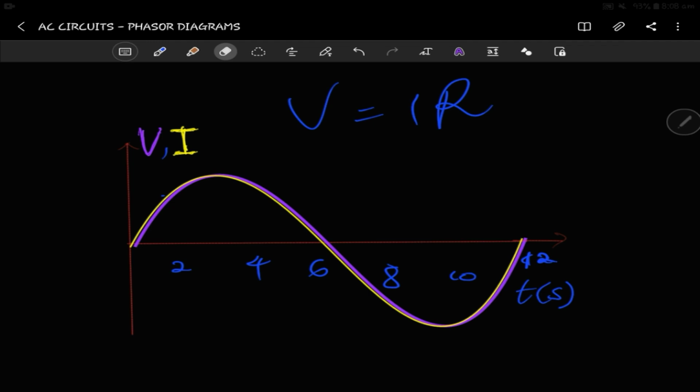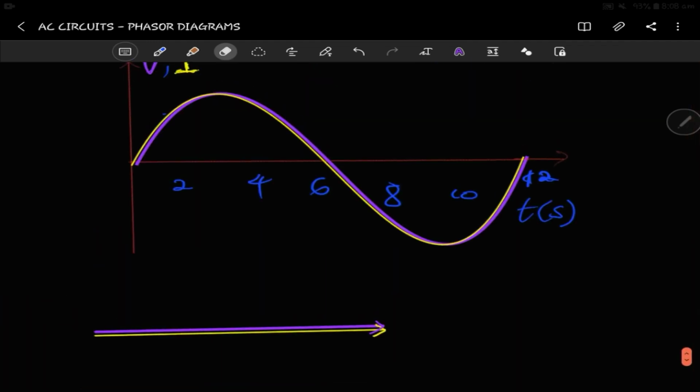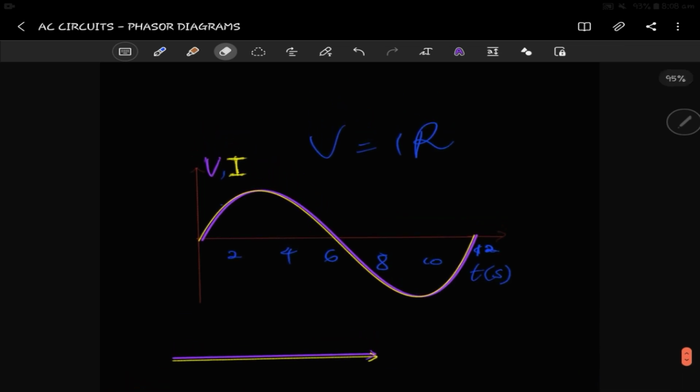So in order to make it simpler, we use what we call phasors. Whenever we have a particular sinusoidal quantity, we can use a phasor to represent it. This line here is the phasor that we are talking about. The length of the line is what determines the RMS value of that sinusoidal quantity, whether it's voltage or current. And then the direction tells us something. So now let's look at this.